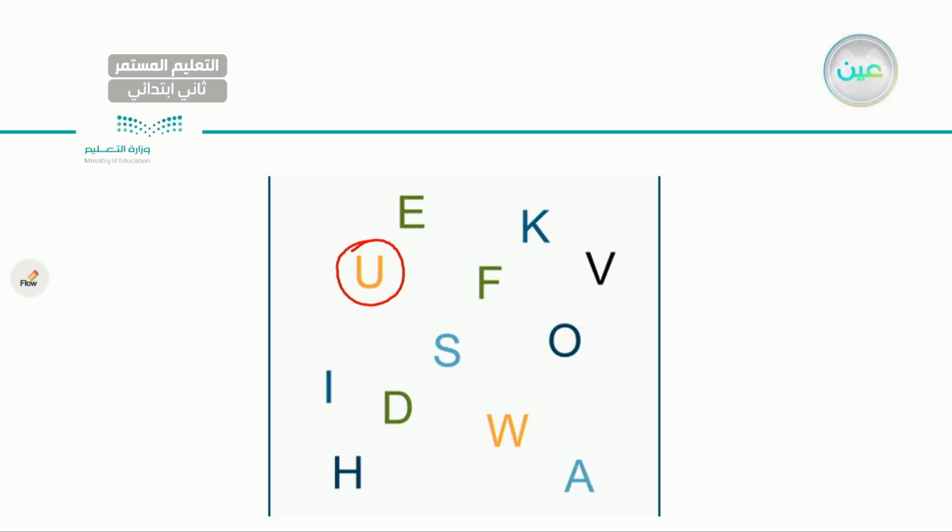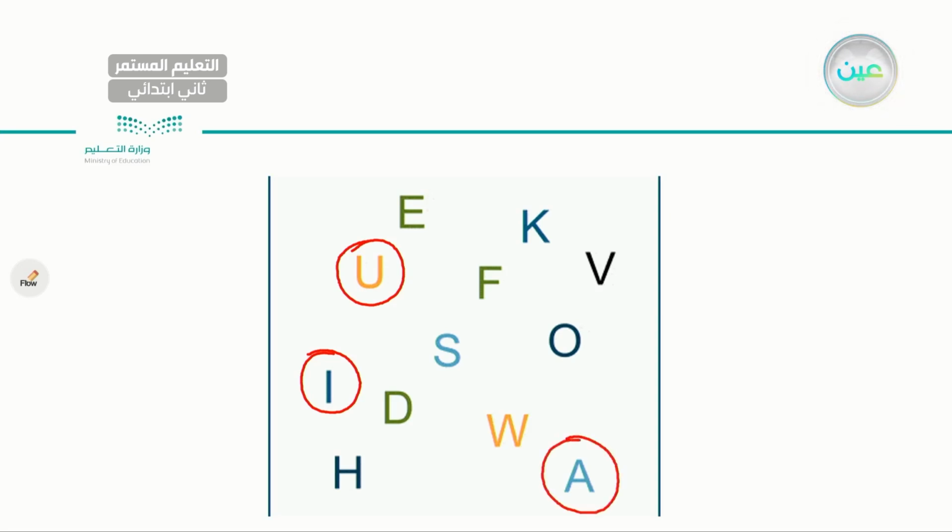Okay, what else? Is S a vowel? Actually, it's not. It's a consonant. How about I? Is it a vowel? It's definitely a vowel. Very good. What else? I have 3 more vowels. How about H? Is it a vowel? It's not, so let's skip. How about D? W, A. A is definitely a vowel.